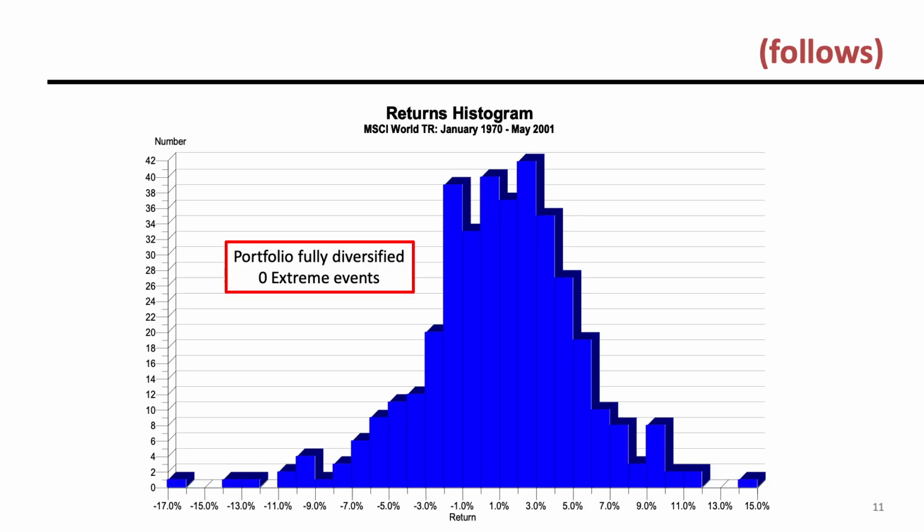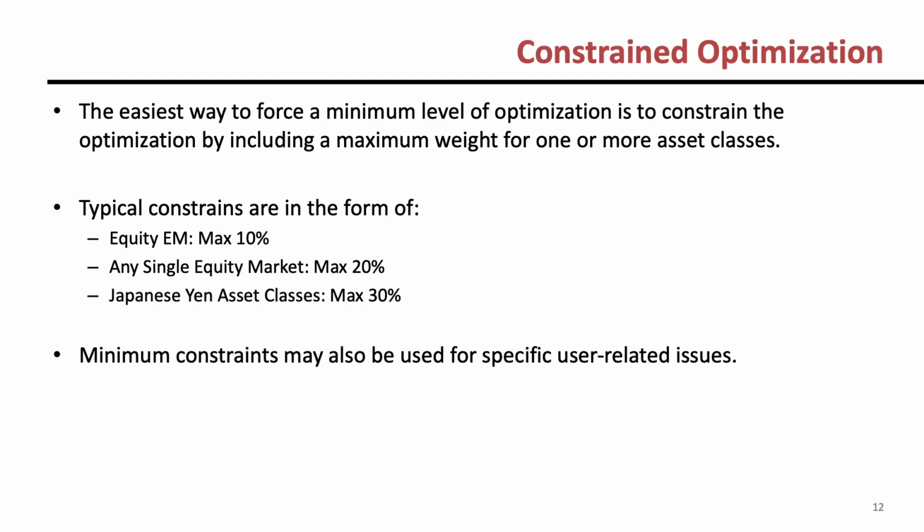Well, the easiest solution would be to run Markowitz with some constraints. If you remember, we said the original Markowitz paper had no constraints, so every weight could go from minus infinite to plus infinite. We said that makes no sense, so as soon as you have a decently powerful computer, you try to put constraints, even with Excel. If you do the efficient frontier with the solver, you can put constraints on the weights. We could say, for example, equity emerging market maximum 10%. Or any single equity market maximum 20%. Or Japanese yen asset classes together maximum 30%. So we could put a constraint.